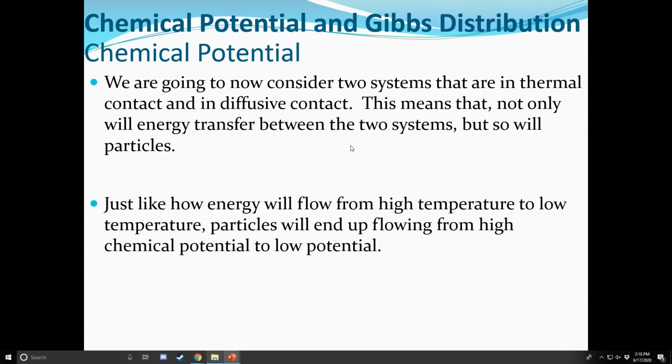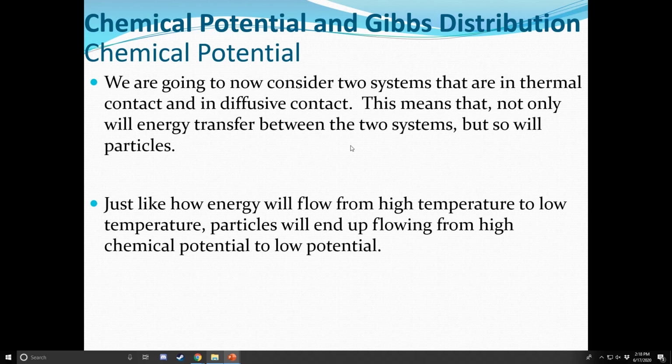As we all know, heat always flows from a high temperature source to a low temperature source. Well, as you also probably know from countless other classes, especially any sort of EM course or even Physics 125, where you talked about energy, particles will always flow from a high potential to a low potential. Now, what we're actually going to focus more on is the chemical potential aspect.